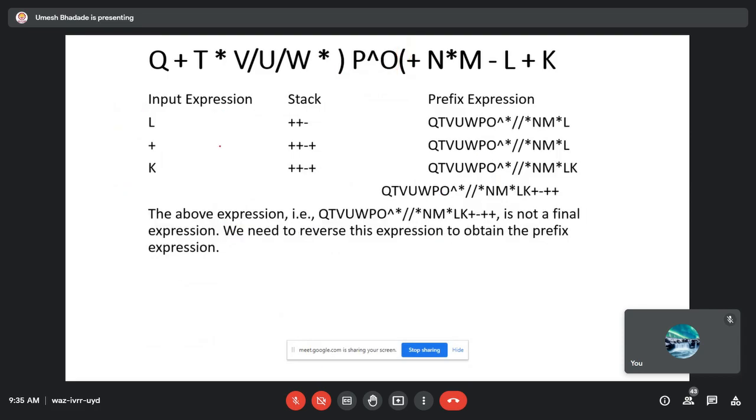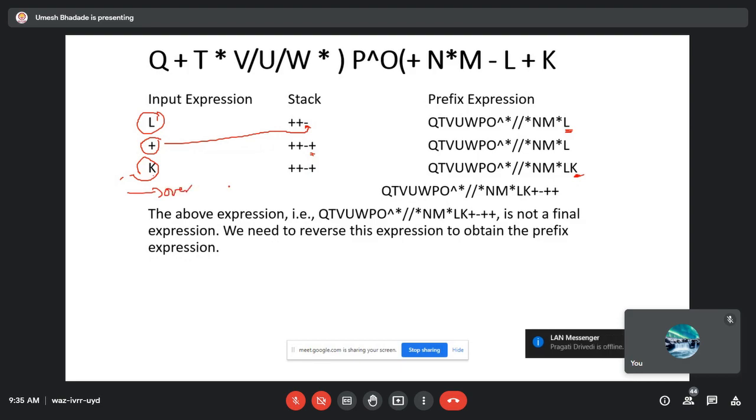Then L. L is an operand, so it will be added to the prefix expression. Then plus. Again this plus will be compared with this minus, having equal precedence, so this plus is pushed onto the stack. Then the last symbol K is read, which is added to the prefix expression. So now the expression is over. Whatever is remaining in the stack will be popped. What is remaining? Plus, minus, plus, plus. So these are added to the prefix expression, right?